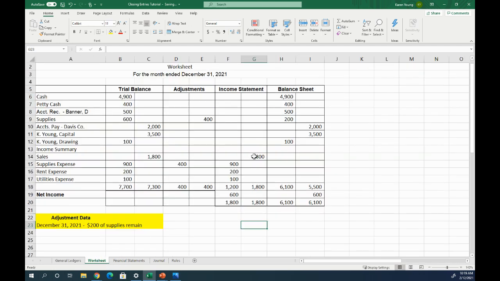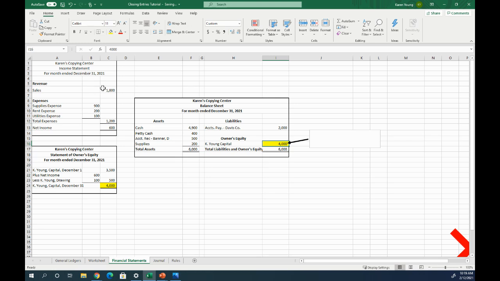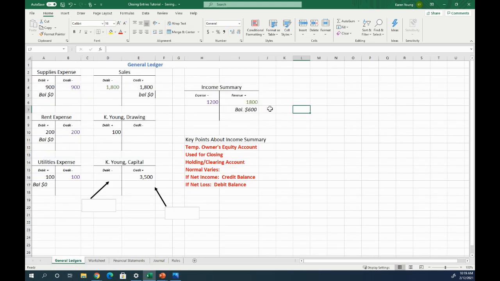Twice. You've seen it before here, where I had $1,800 worth of revenues and $1,200 worth of expenses on your worksheet. You've seen it on your income statement, $1,800 of revenues, $1,200 of expenses. So really what this number is, I'll put a note here, this is the net income. Income summary has been holding this money, and now we're going to clear it into capital in our next step. Okay, so income summary is holding. The next step it's going to do is it's going to clear into capital.